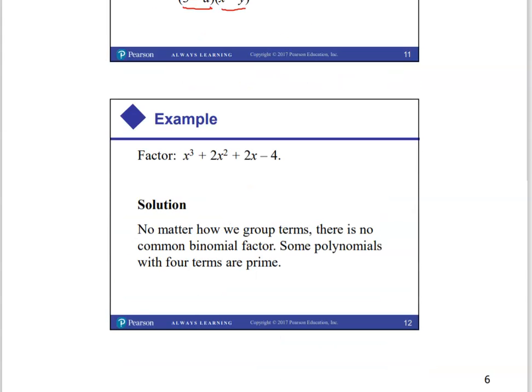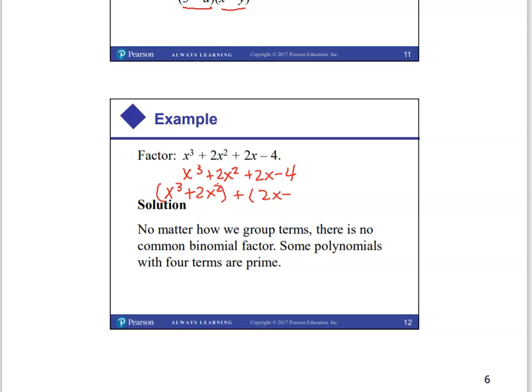Okay, one more example. I'm going to start from the beginning. So this says no matter how we group these terms, there is no common binomial factor. So in other words, when we start playing around with this one, when we start grouping things, we could do like this, and we could do this.